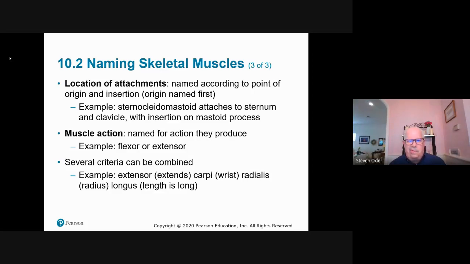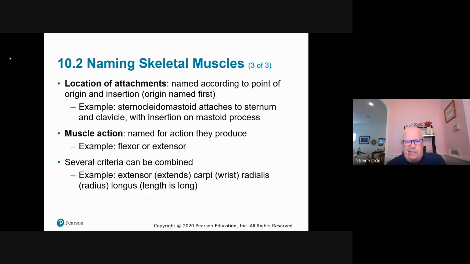Sternocleidomastoid. This muscle turns your head. And we'll talk more about that on Wednesday. Also, a muscle can be named from the muscle action that it produces, whether it's a flexor or an extensor. And several criteria can be combined.